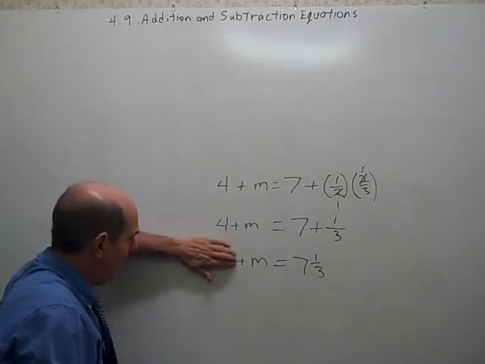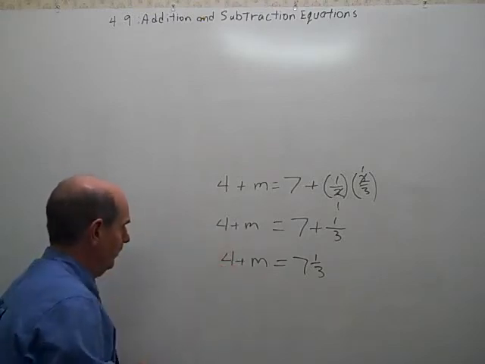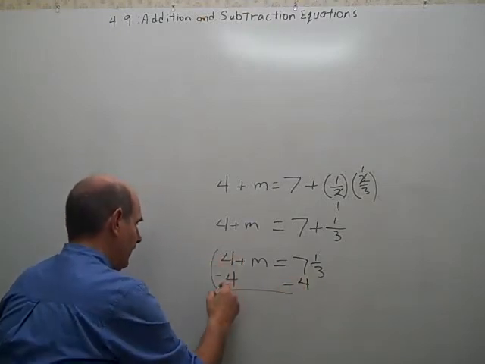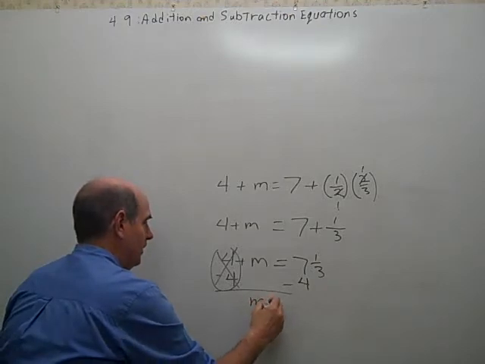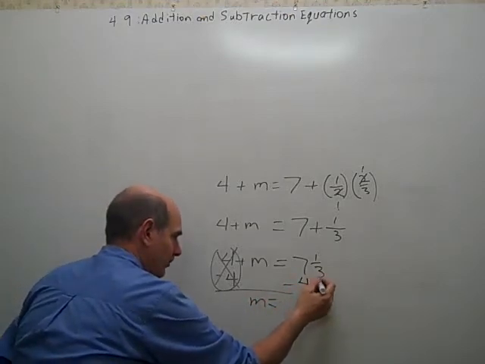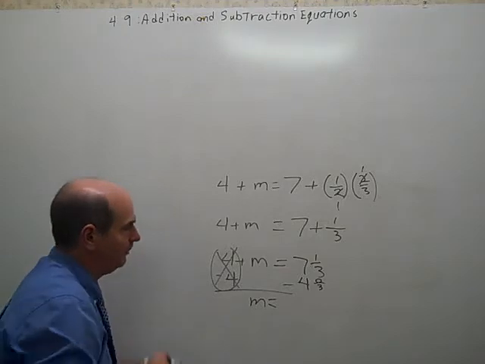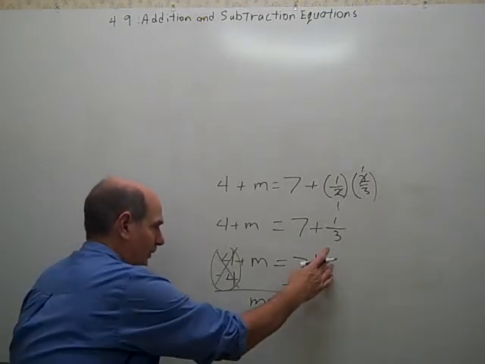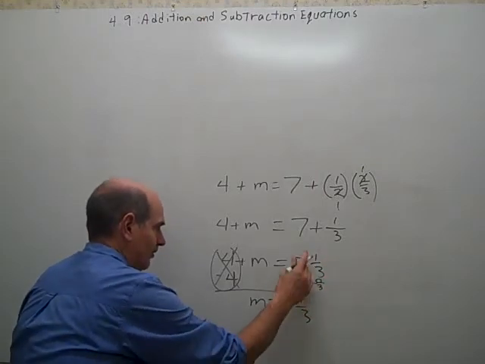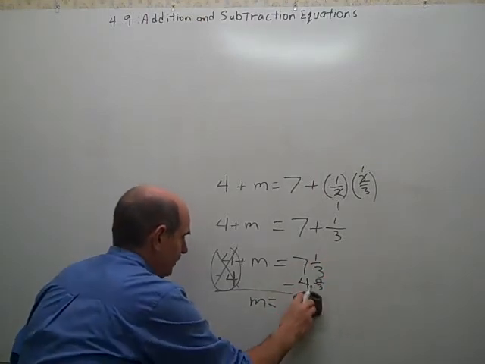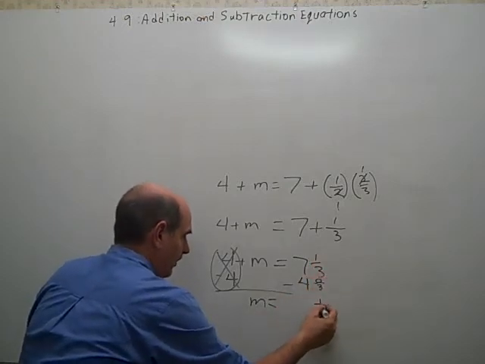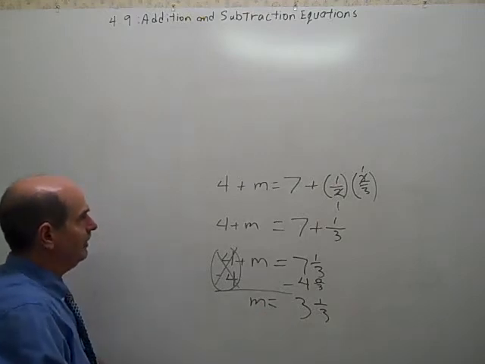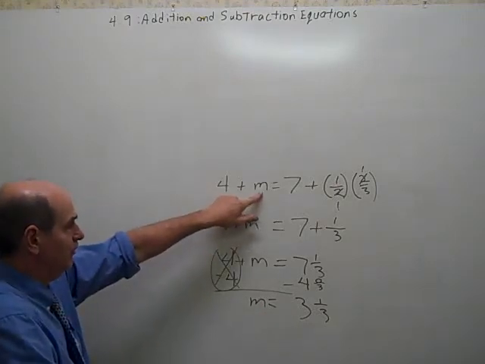So we see we're adding to m. What are we adding? 4. So we do the opposite of that and subtract 4. 0 pair. M equals 7 1/3. It's not a bad idea to put 0/3 here. You wouldn't have to do that, but it might keep you from making a mistake in a more complex problem. 1/3 minus 0/3 is 1/3, and 7 minus 4 gives you 3. And so 3 1/3.